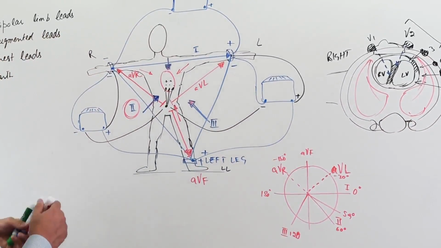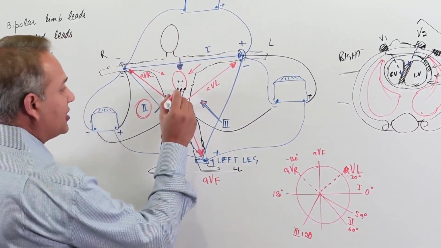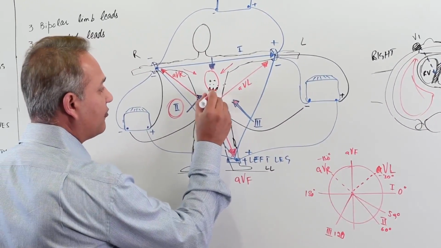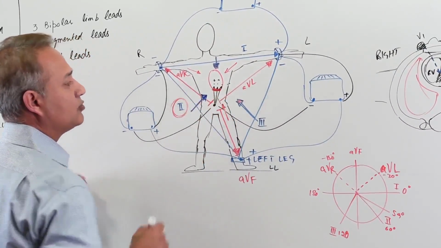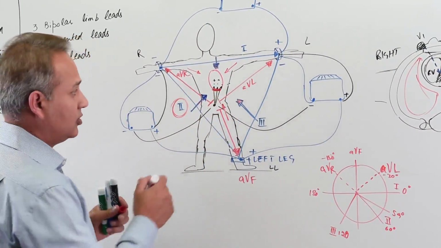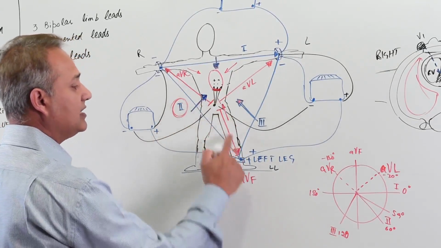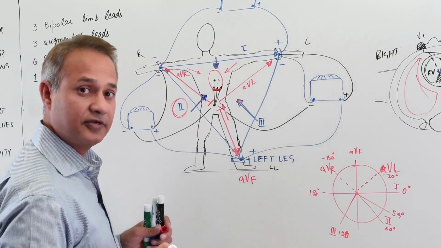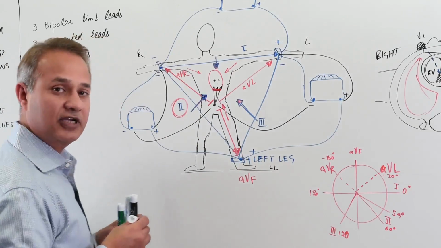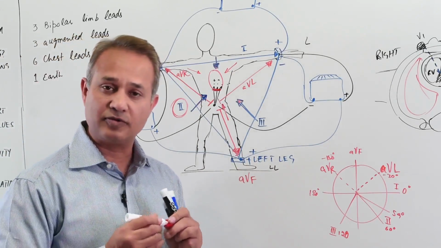So let's say a patient has developed an inferior infarction. What leads would show you the problem? What leads look at the inferior side? Lead number 2, lead number 3, and AVF. So inferior wall, and what kind of an artery will cause the inferior wall problem?